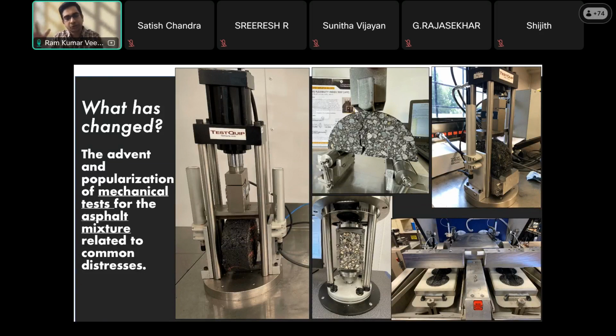And the last two rutting tests that I'm going to talk about are the IDEAL rutting test, or the rapid shear rutting test, and the Hamburg wheel tracking test, which most of you are familiar with.